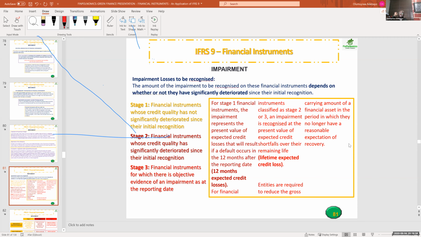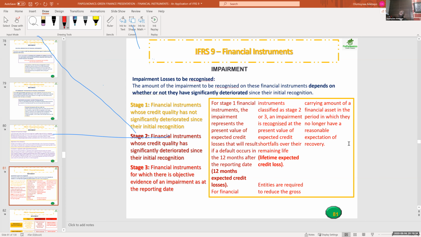Which means if you give a loan today, that loan falls under stage 1 for impairment test, even if the person you gave the loan has the highest quality and credit rating. If you have a trade receivable with an interest component embedded in it, or a lease receivable with an interest component embedded in it, they also fall under stage 1. Now, stage 1 more or less accommodates those that are considered good financial assets.